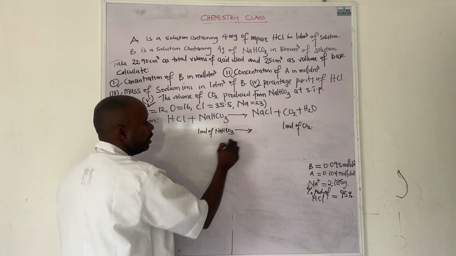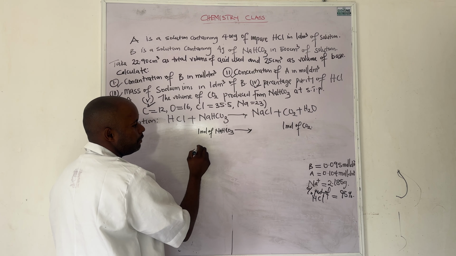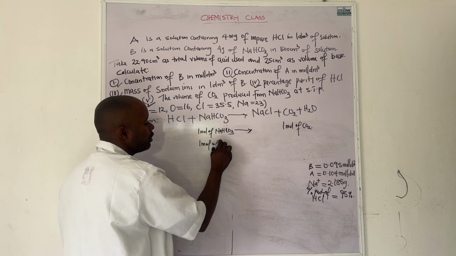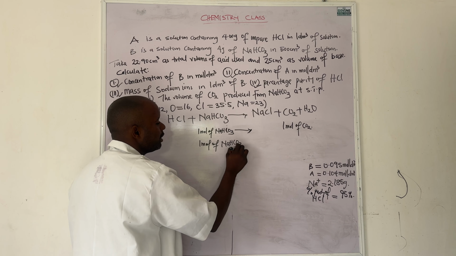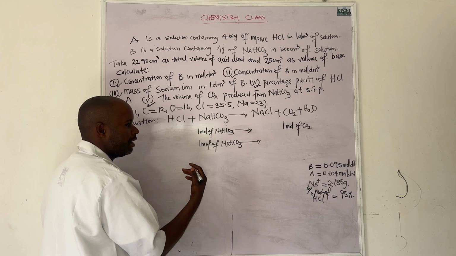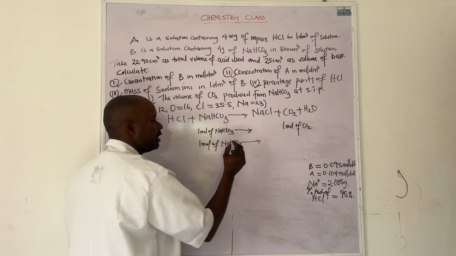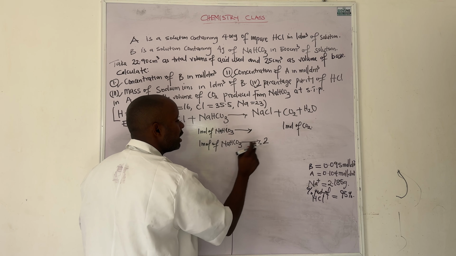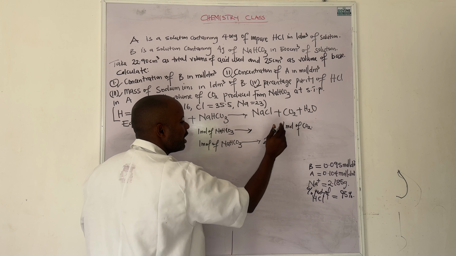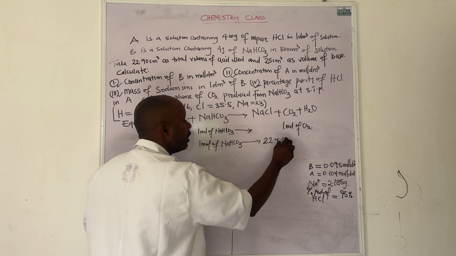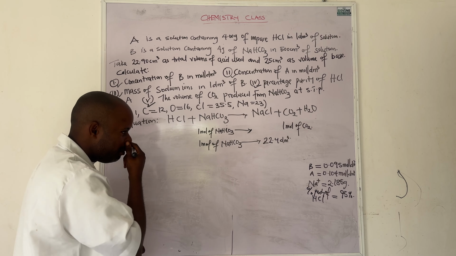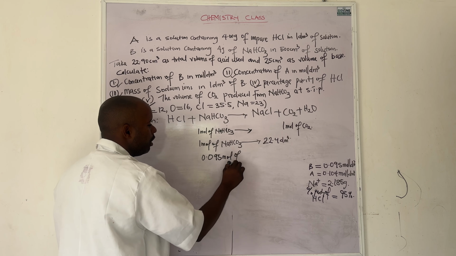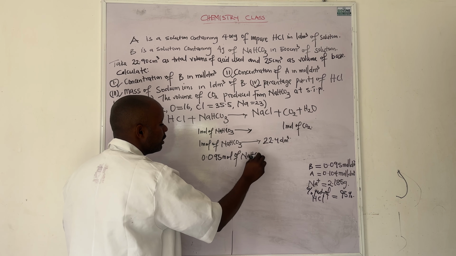So if 1 mole of sodium hydrogen trioxocarbonate gives, we said at STP, the volume of any substance is what? 22.4 dm³. As far as it is at STP, 1 mole of this gives what volume of carbon dioxide? It is 22.4 dm³. So how much more of 0.095 mole of sodium hydrogen trioxocarbonate will give us what?